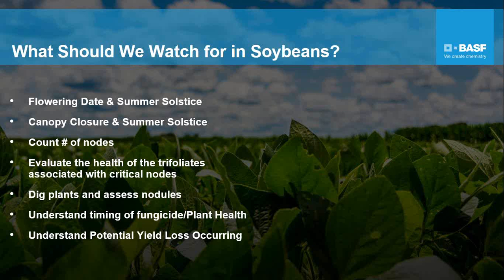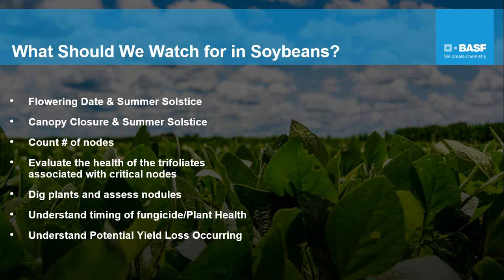Evaluate the health of your trifoliates associated with critical nodes, because remember the plant from nodes 5 to 16 is going to put on a lot of that yield. If you lose trifoliates on those specific nodes, you're likely going to have difficulty filling the beans at those particular trifoliates. Soybeans are just not as good at remobilizing nutrients across the plant as corn is. So you've got to keep those trifoliates working for you.